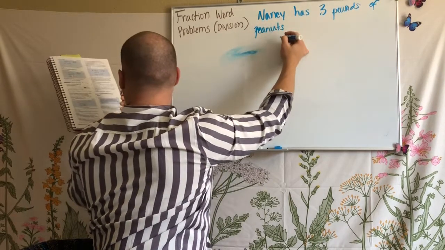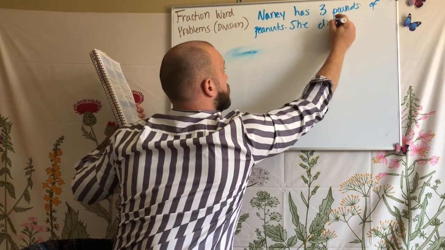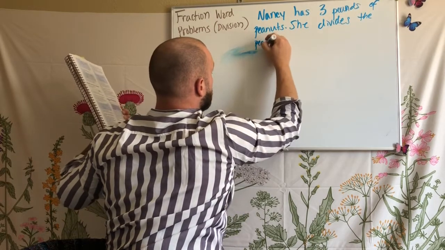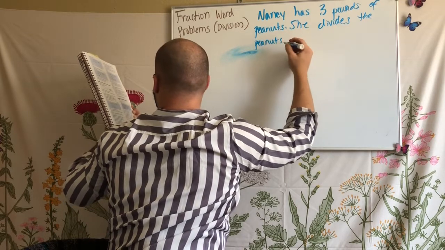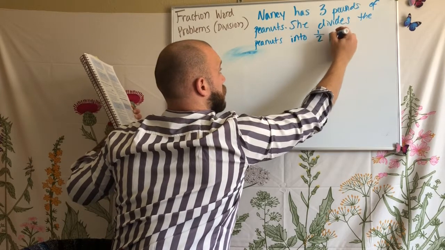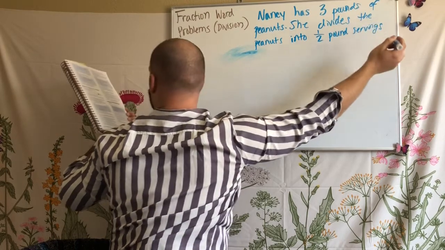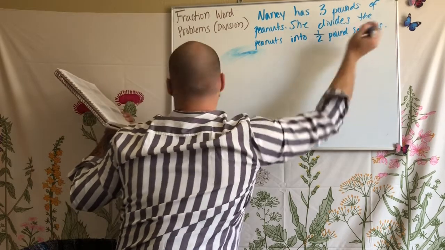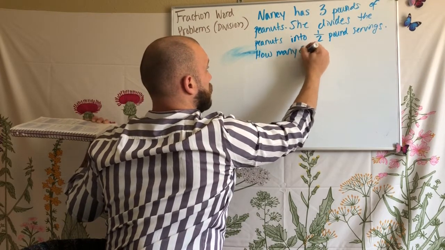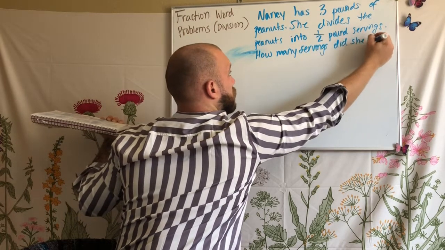Let's hope she's not allergic to them. She divides the peanuts into servings that are 1/2 pound each. How many servings did she make? There's our question.